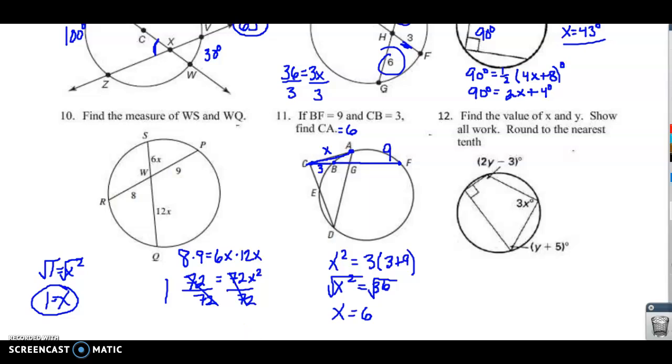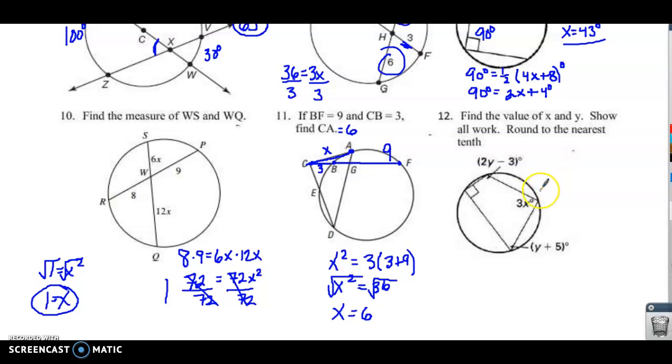Number 12, find the value of x and y. Show all work. Give me one moment, I needed to check our time there. So find the value of x and y. Show all work. Round to the nearest tenth.